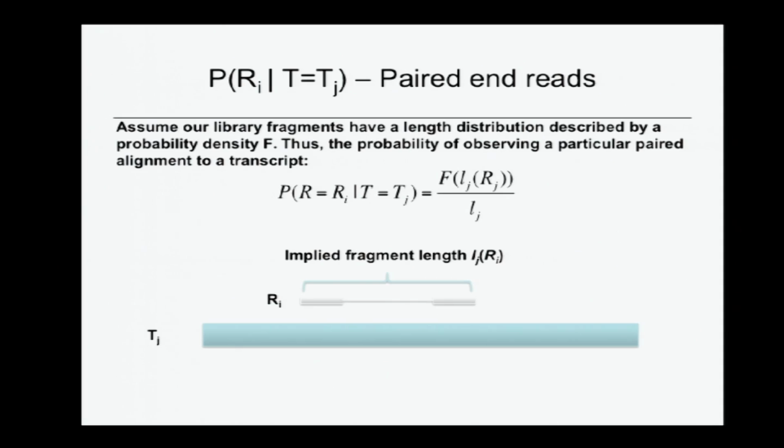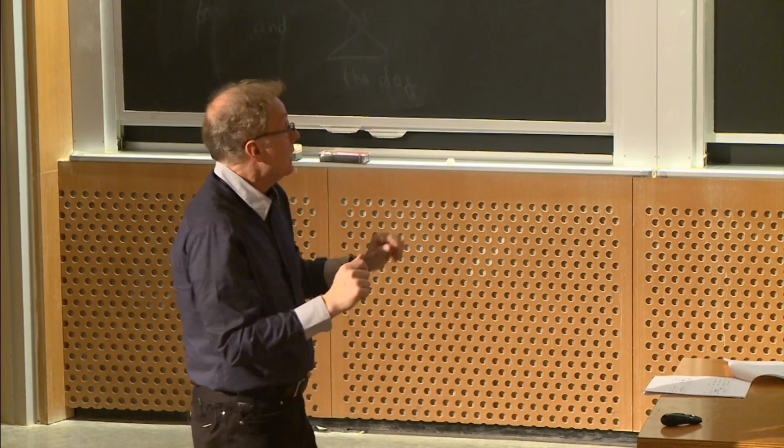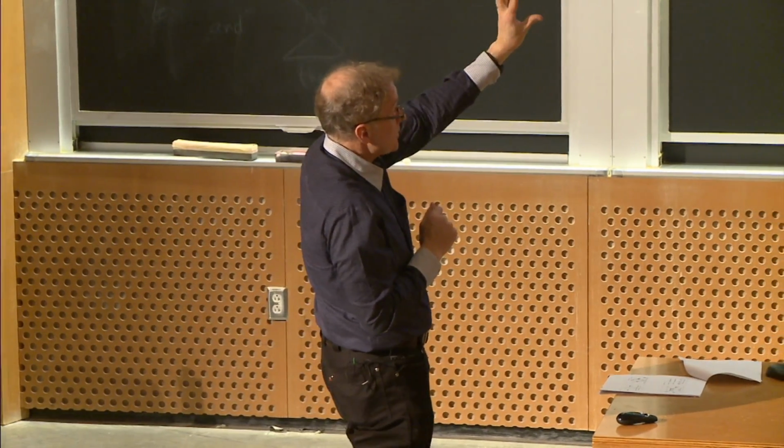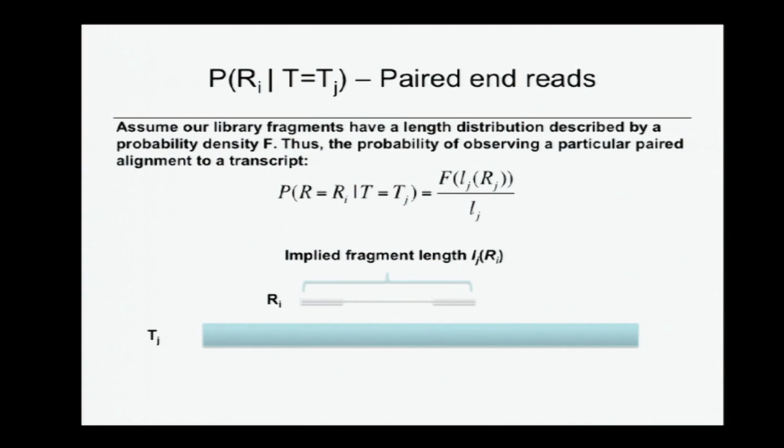So we don't know the exact length, recall, of the insert. When we're looking at paired-end reads, we can only estimate how long the fragment is that we're sequencing. And so we are going to have a probabilistic interpretation of how long the piece of RNA is that we actually wound up sequencing the ends of, and that is placed in the numerator, which scales the 1 over L sub j. So this gives us a probability for seeing a read in a particular transcript that accounts for the fact that we have to map both ends to that transcript.